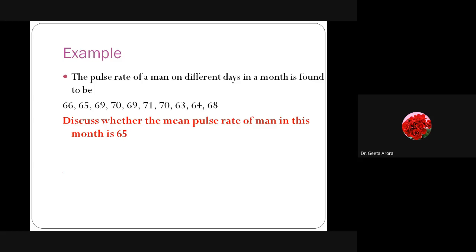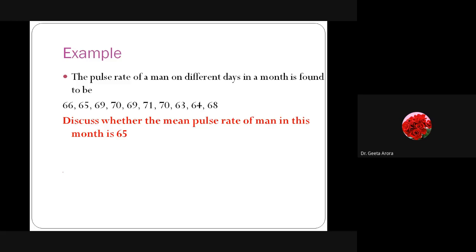Again, we have data values given to us for the t-test. Let's see what the things are. Here we are saying the pulse rate of a man on different days in a month is found to be all these, and we have to discuss whether the mean pulse rate of the man in this month is 65, the mean pulse rate, not the normal pulse rate.